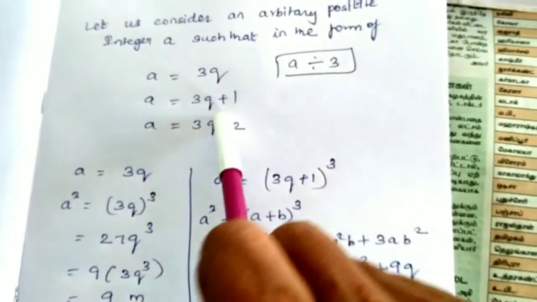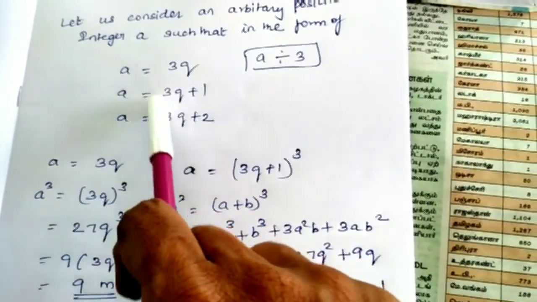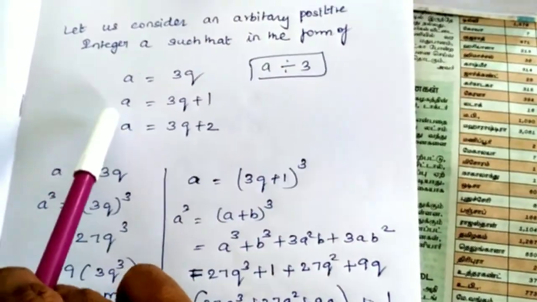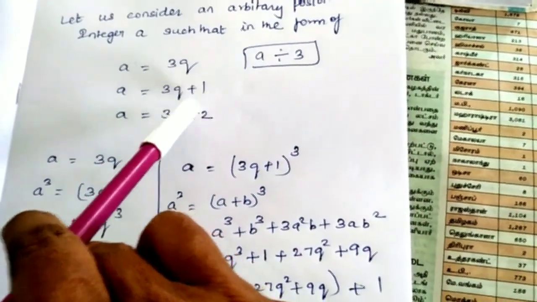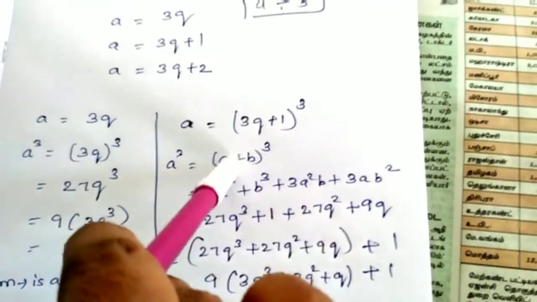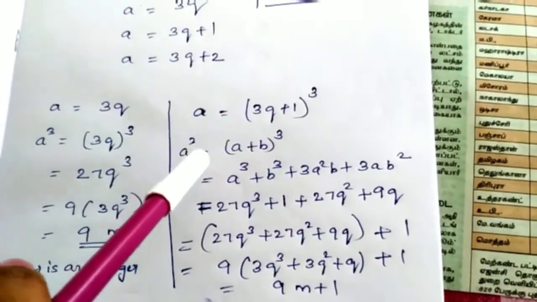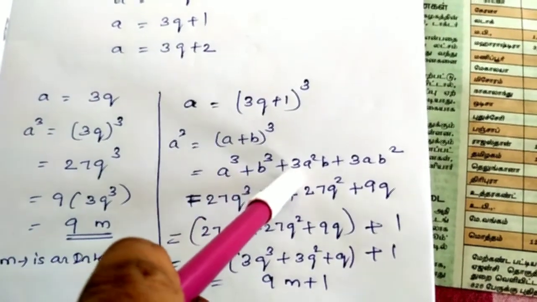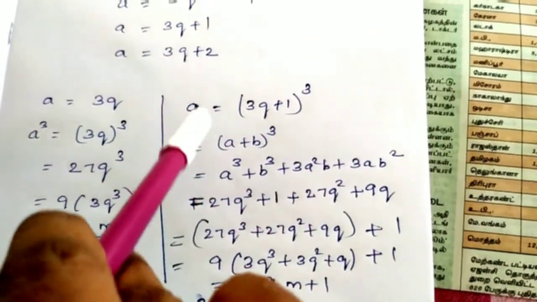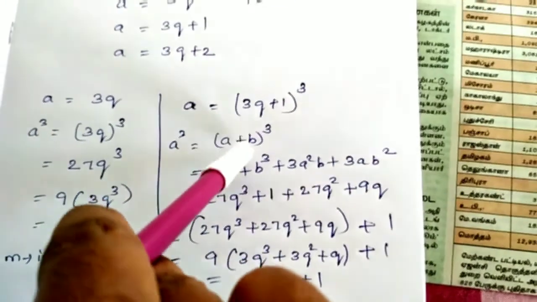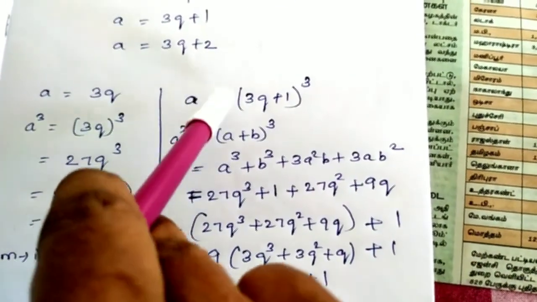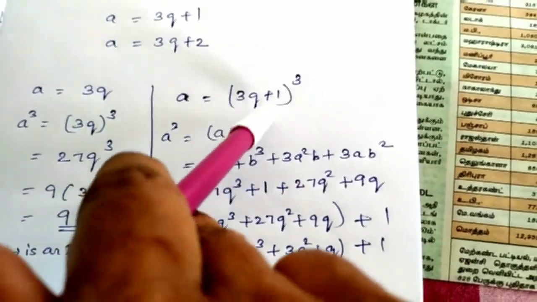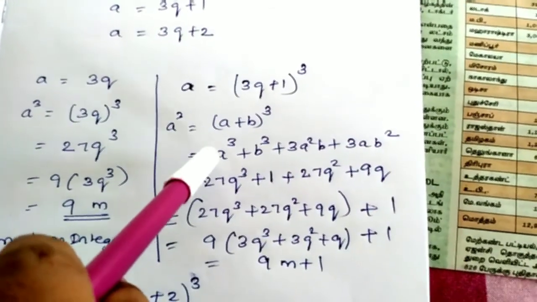What is the second case? 3q plus 1. Now a is a number written in the form 3q plus 1. Now try to cube this. How will you find the cube? Using the basic formula, a plus b the whole cube, is a cube plus b cube plus 3a square b plus 3ab square. Already we learned this formula in 9th standard. Try to apply this formula. In the place of a we have 3q and in the place of b we have 1.